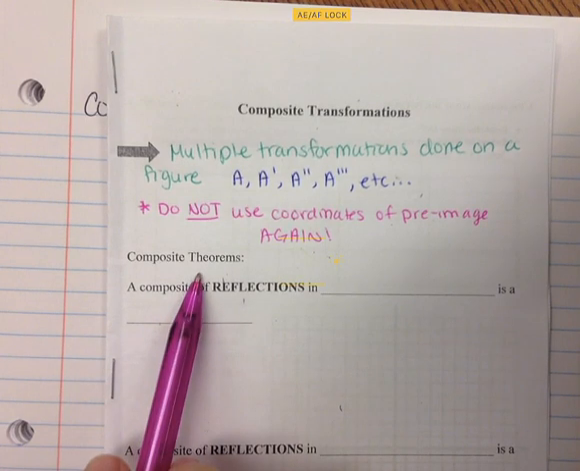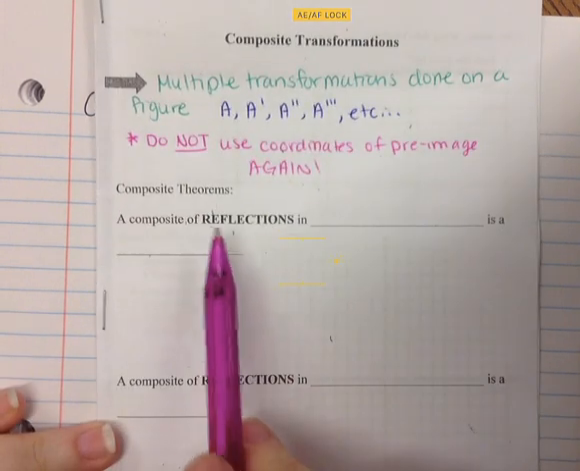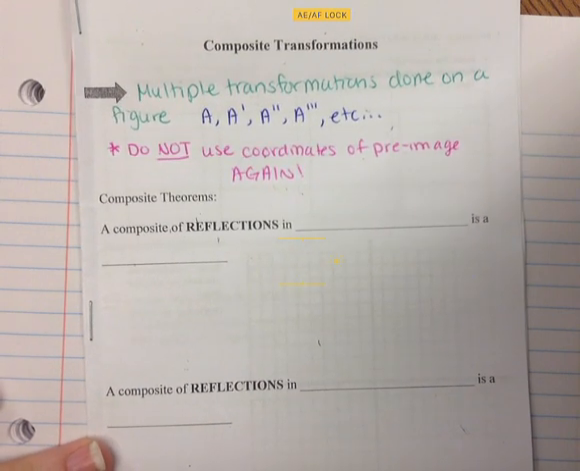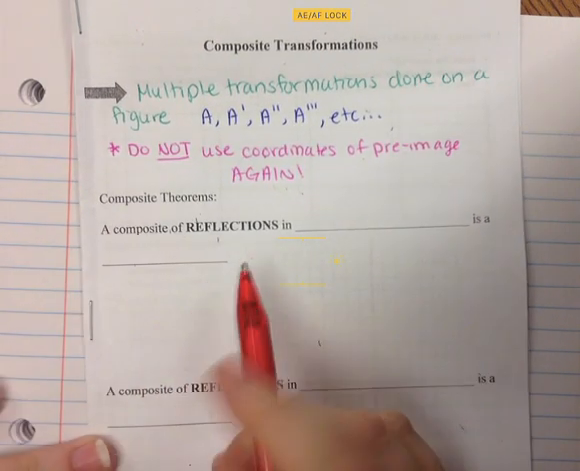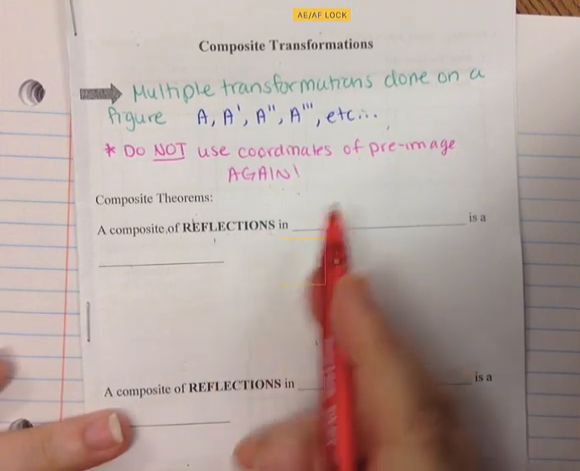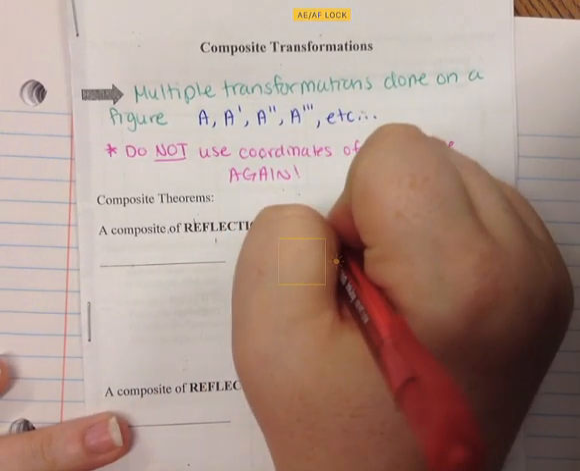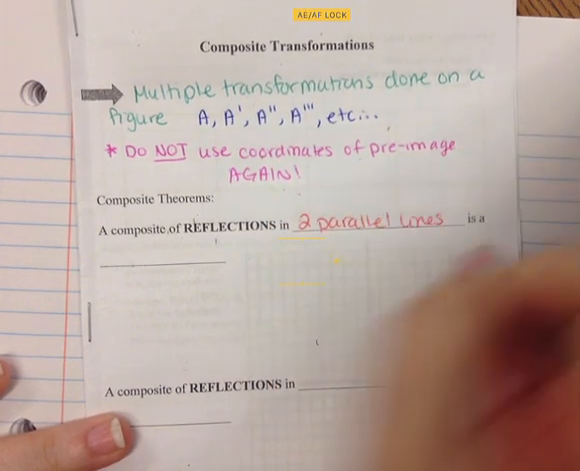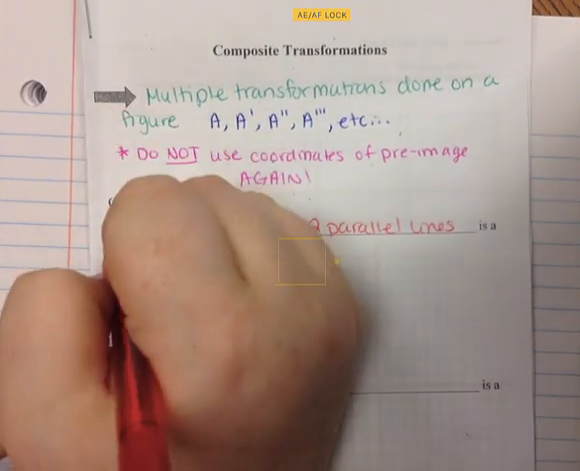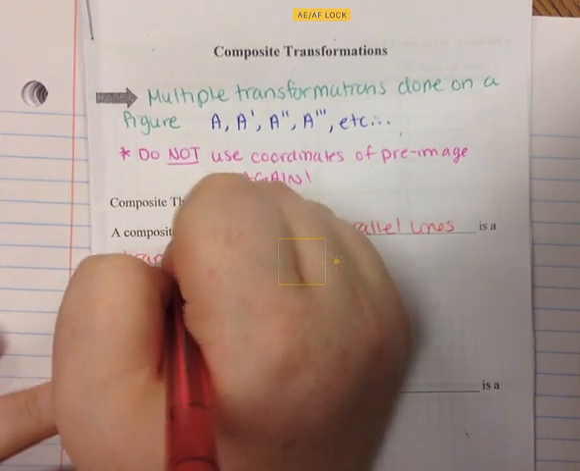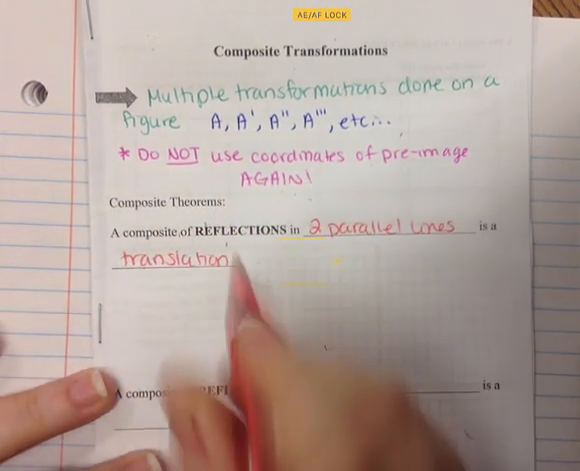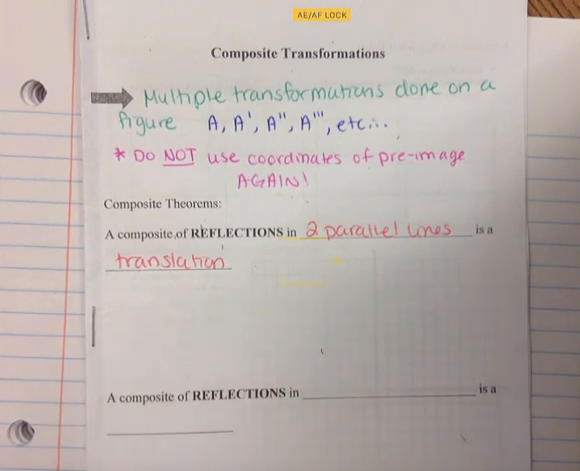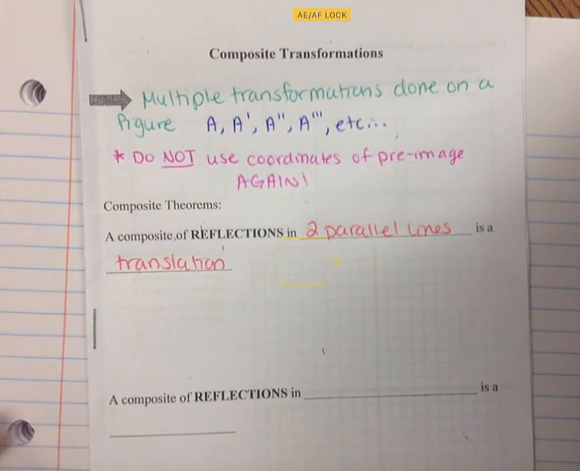There are 2 composite theorems that are about reflections that I want to discuss in this video. A composite of reflections, so when you do multiple reflections, a composite of reflections in 2 parallel lines is actually just a translation. So if you reflect over 2 parallel lines, the end result was actually just a translation from your pre-image.